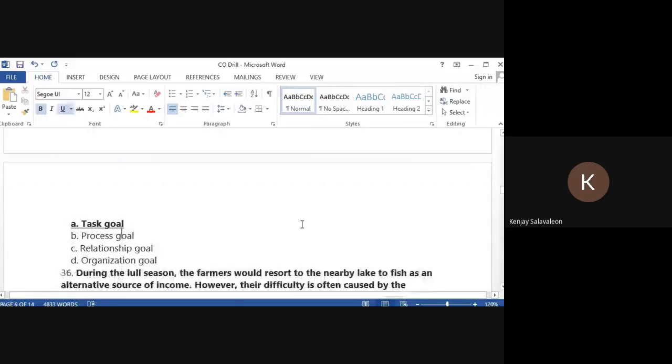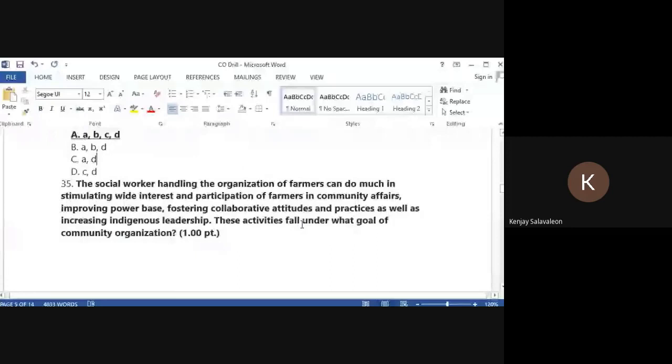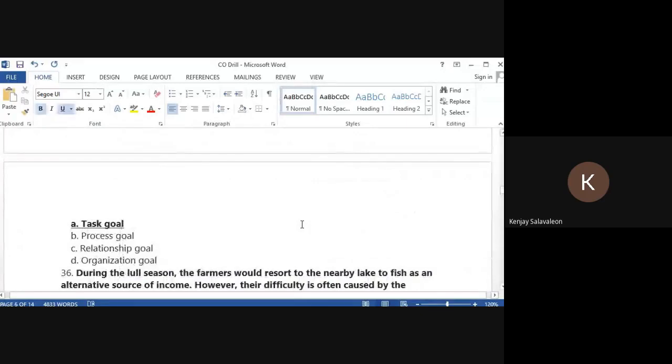Has something to do about the accomplishment of their end. Improving power base, fostering collaborative. It has something to do about activities, and this is aligned to task goal. Process goal naman, yun yung participation. Relationship goal naman is yung sa harmonious relationship with the members of the community.